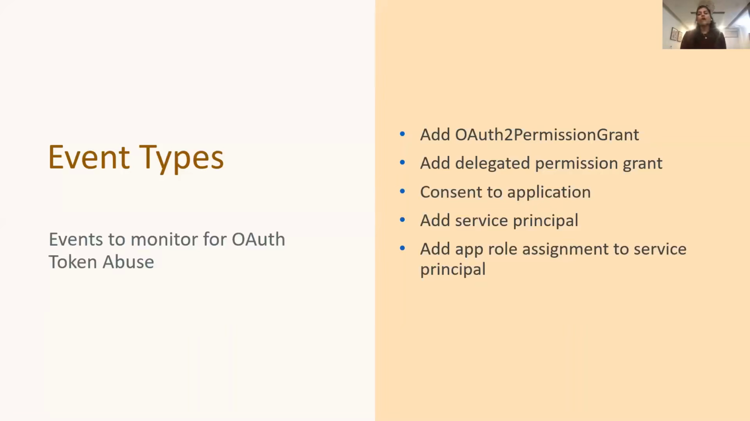And the last two event types are related to service principals. Service principals are the same as service accounts, but they're called principals in Azure. So the add service principal event type is logged whenever a new service principal is created, and add app role assignment is logged when a new service principal is assigned an application role.